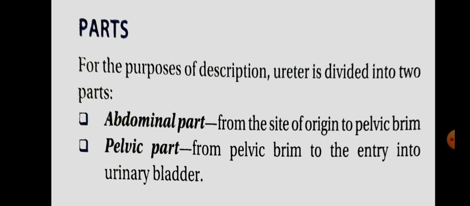Parts. For the purpose of description, the ureter is divided into two parts: abdominal part and pelvic part. The abdominal part is from the site of origin of the ureter to the pelvic brim. The pelvic part is from the pelvic brim to the entry into the urinary bladder.